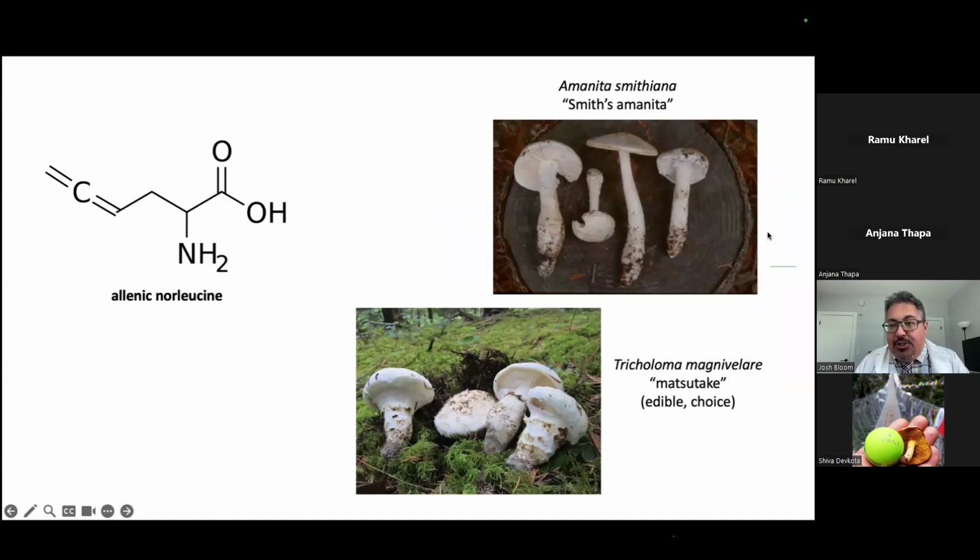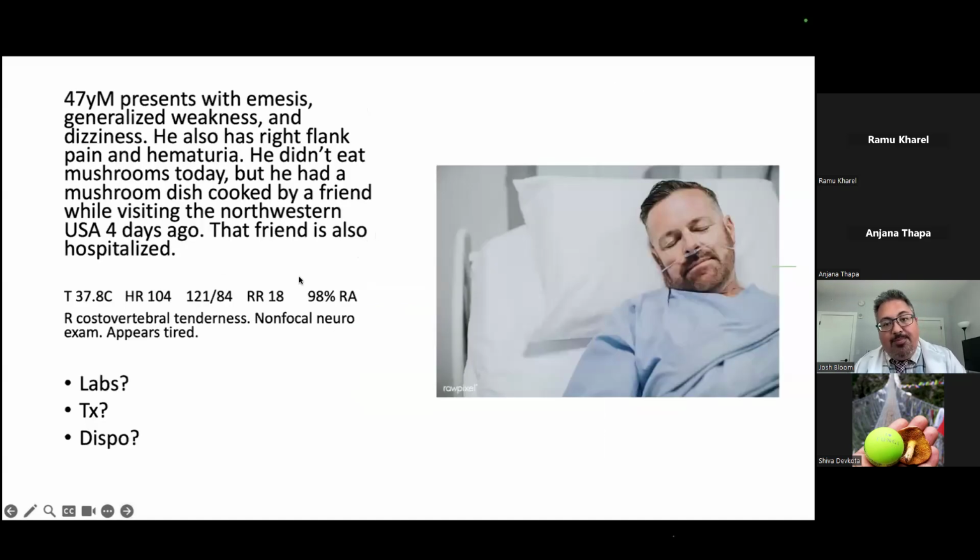Again, you can see Amanita genus mushrooms with the volva, and these mushrooms are white with white gills. Uniquely, this species of Amanita does not cause liver toxicity. It causes kidney toxicity due to the allenic norleucine in the mushroom. And unfortunately, they very much resemble tricholoma mushrooms, which are a choice edible.